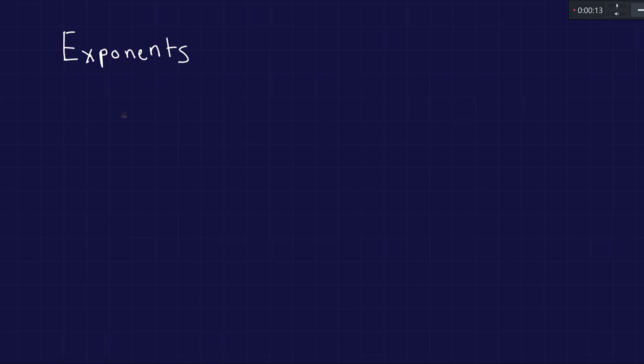Okay, so you may have seen exponents, but if you haven't, it looks something like this, where we say 2 raised to the third power. And all this means is we take the number 1 and we multiply it by 2 3 times. So we'd have 1 times 2 times 2 times 2. And that gives us 8. So 2 raised to the third power is 8.